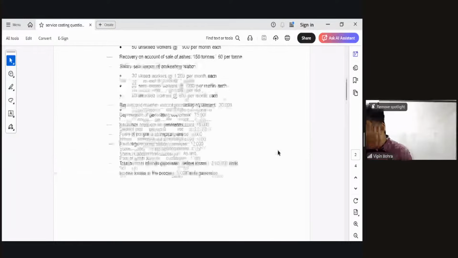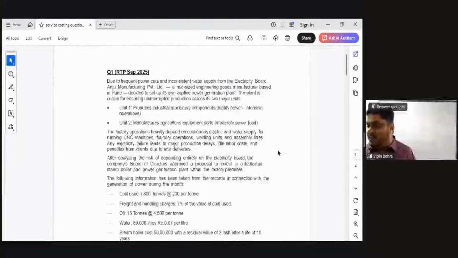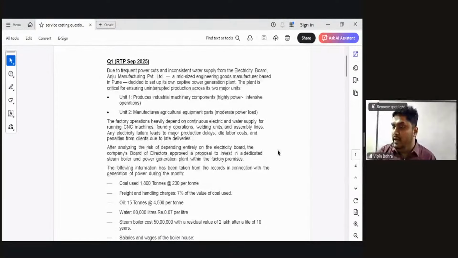So let's start with this question. Question number 1 from the material which I have provided. It is from RTP September 2025.